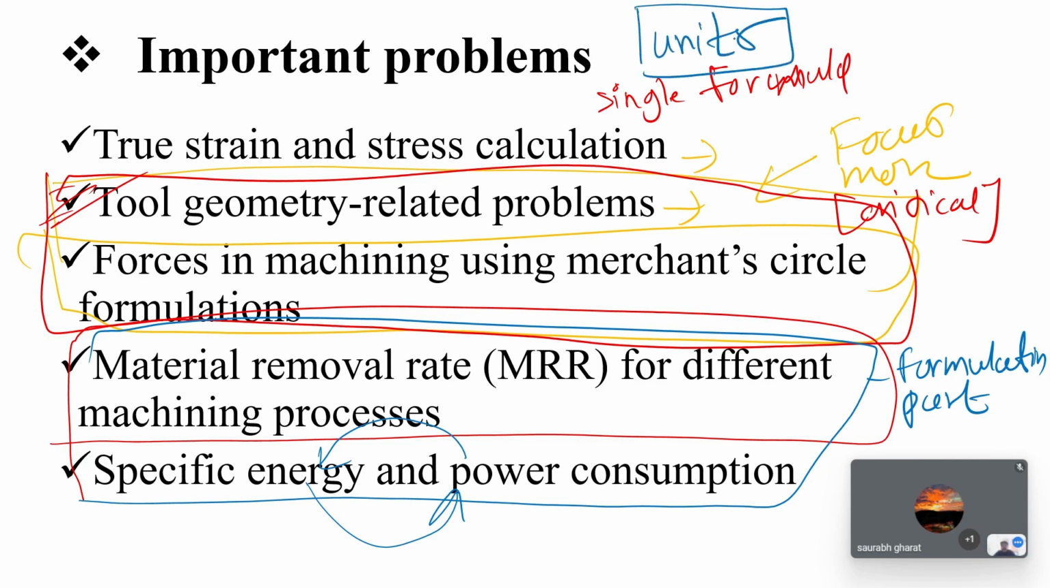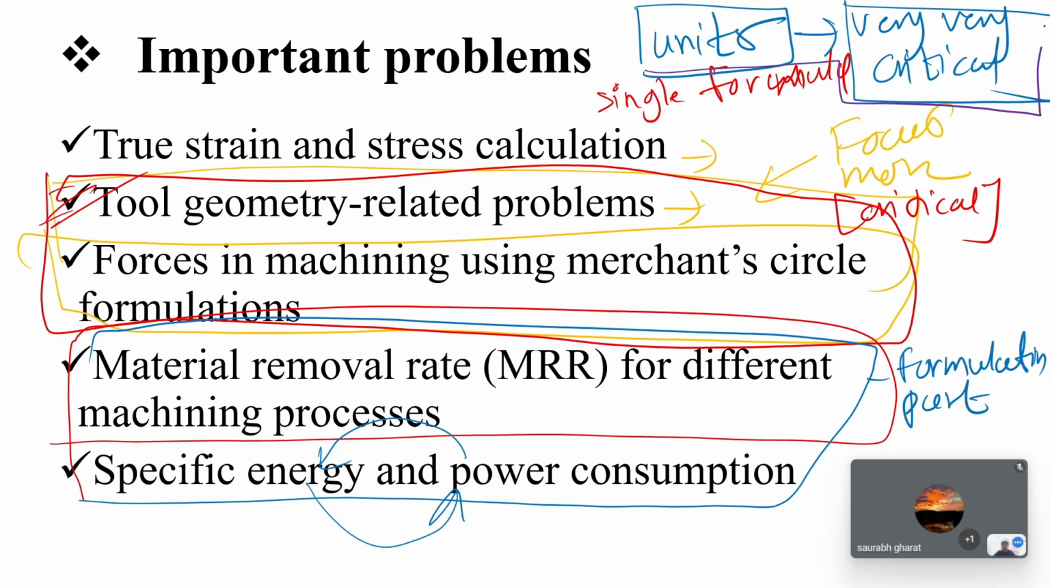So we must be very critical with units. Units are the most dangerous. So we must consider this part. And you see how to convert it to power: it is this measure multiplied with thickness. That is the only concept. And converting into power consumption, specific energy, and MRR is again the formula part.